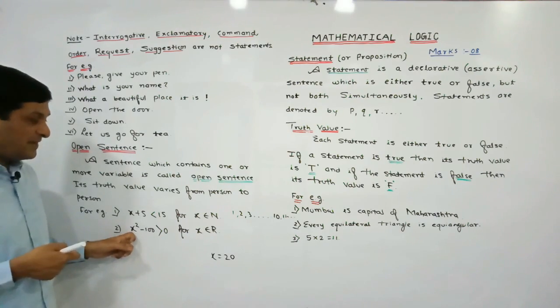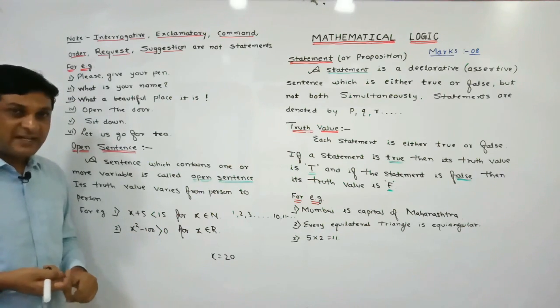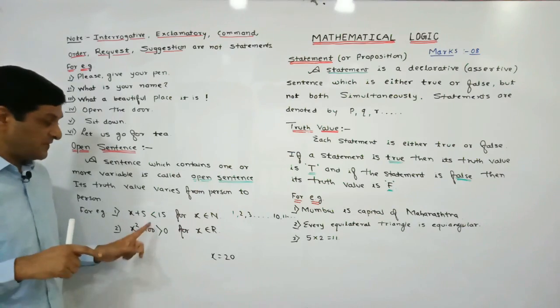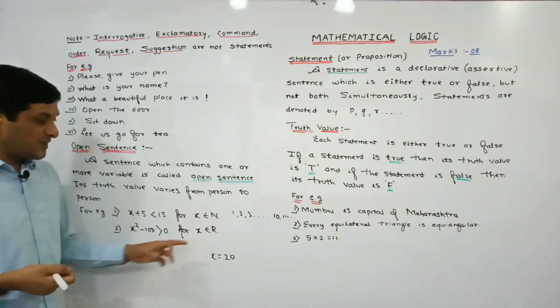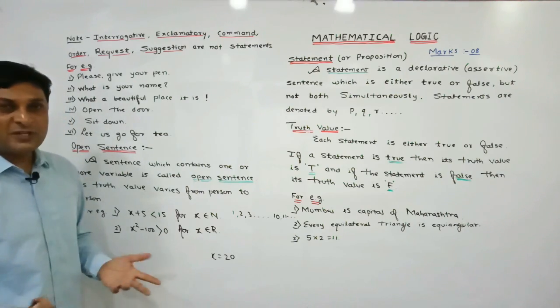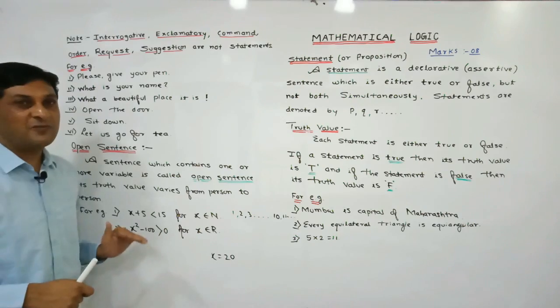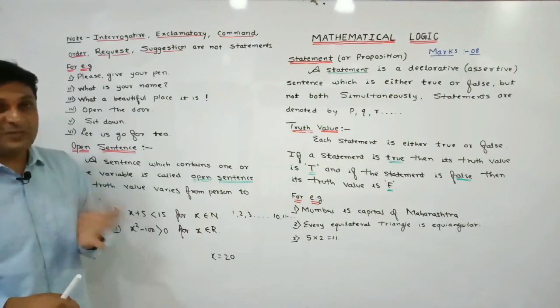What is square of 11? 11 square is 121. 121 minus 100 is what? 21. 21 is greater than 0, means it is positive number. So yes, it is true. Means for some real number this sentence becomes true, and for some real number it becomes what? False. Means in this case truth value is varying, sometimes true, sometimes false.